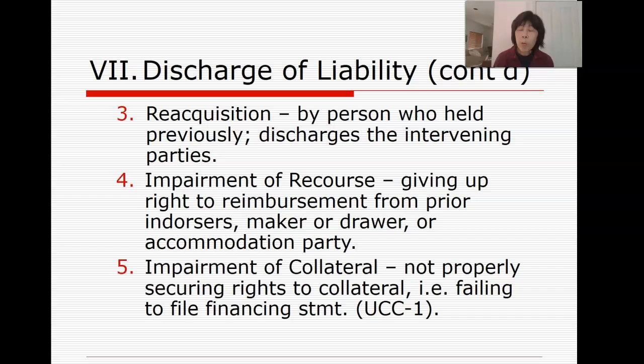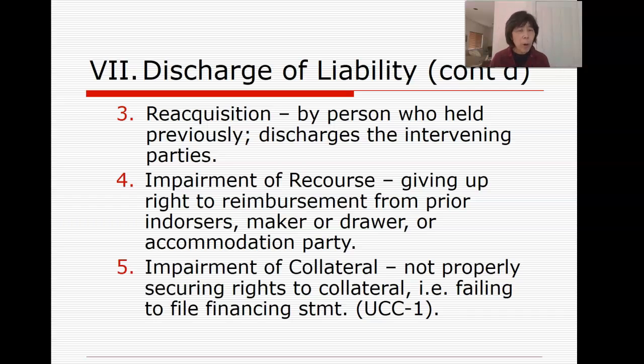The third way is through reacquisition. If a person who held the instrument previously comes back into ownership after it has been transferred away, so the word for that would be to reacquire the instrument, that will then discharge anybody in between those 2 moments in which the same person is holding the instrument. There's an example I'm going to go over with you in which you'll see this occur. I have given it to you as an additional problem to work through, so you'll see that in that scenario.